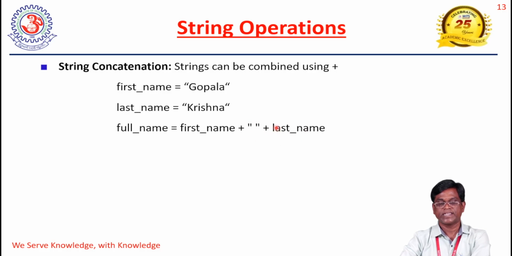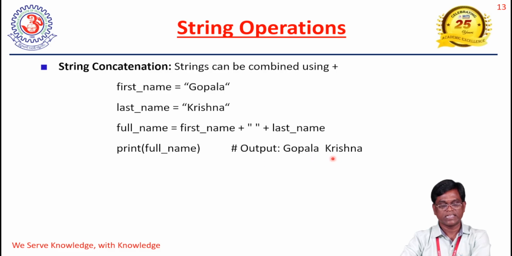So what happens is, these two strings are combined by using this particular plus operator, that is, we are doing a concatenation operation. And if you display that, it is going to combine the two strings and display them as a single string here. This is the string concatenation operation.